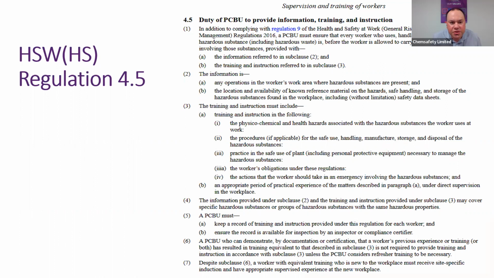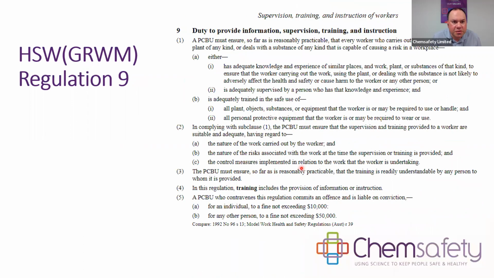So we'll just reiterate Regulation 9 that it's mentioning here of the General Risk and Workplace Management Regulations. It's the duty to provide information, supervision, training and instruction. So a PCBU must ensure, so far as reasonably practicable, that every worker who carries out any kind of work, uses plant of any kind, or deals with substances of any kind that is capable of causing a risk to the workplace, needs to have the following things put in place. So this is under that General Risk and Workplace Management Regulation as well.